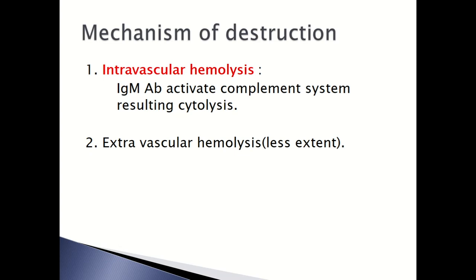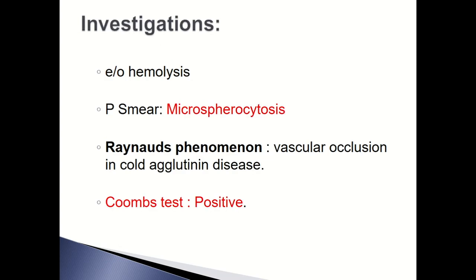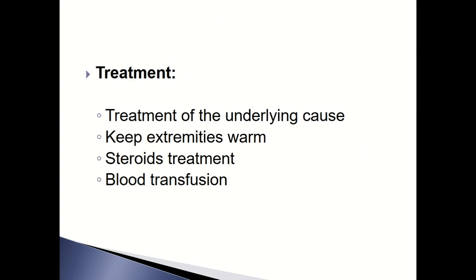Here it is intravascular hemolysis, and extravascular is to a very small extent. Again, investigation: peripheral smear shows microspherocytosis, evidence of hemolysis, Coombs test positive. All three are common. The important differentiating finding is Raynaud's phenomenon, due to vascular occlusion in cold agglutinin disease. So such kind of things are going on in autoimmune hemolytic anemia, either warm antibody or cold antibody.